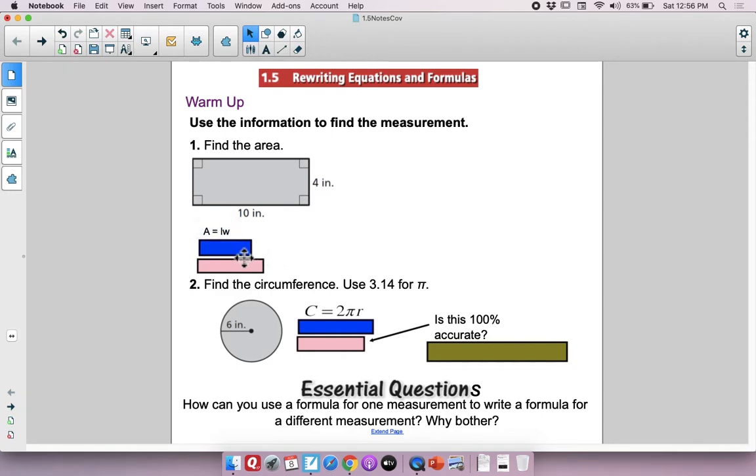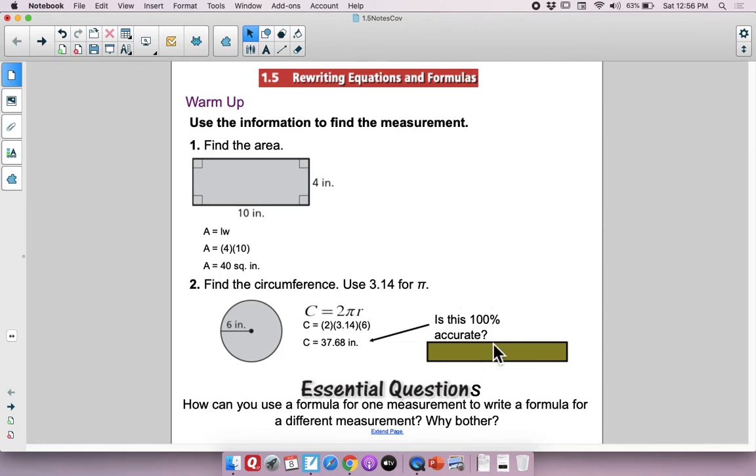Okay, so start with those. Area is equal to length times width. So all you have to do is multiply 4 times 10 and label your answer 40 square inches, or inches squared you could put. And here you were supposed to use 3.14 for pi. So multiply all that together and you get 37.68.